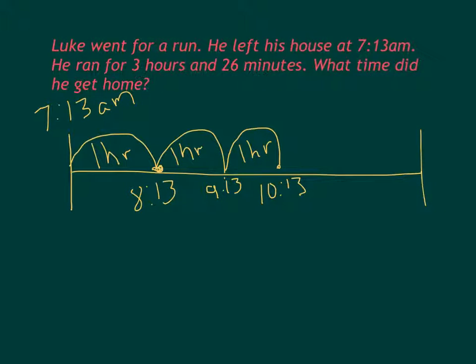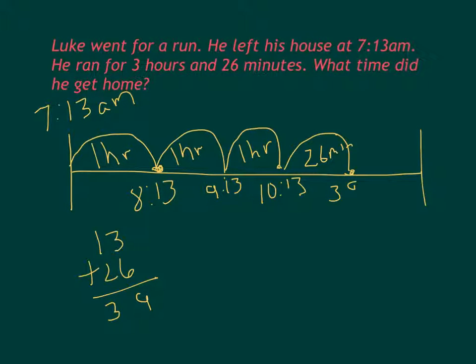So we know he runs for another 26 minutes. So what I'm going to do is add 13 plus 26: 6 plus 3 is 9, and I would get 39 minutes. So I'm going to hop for 26 minutes, which is 10:39 a.m.